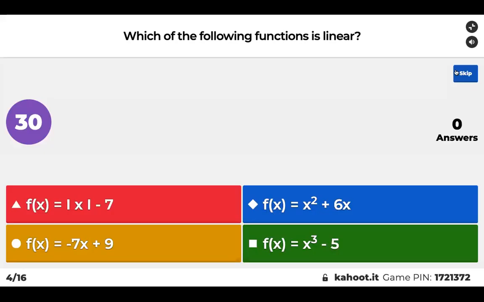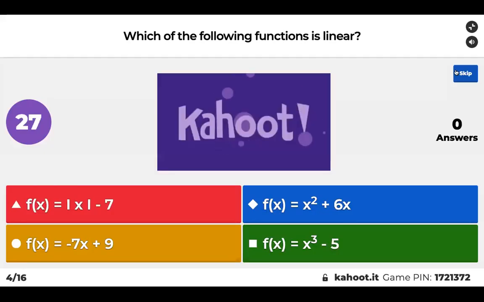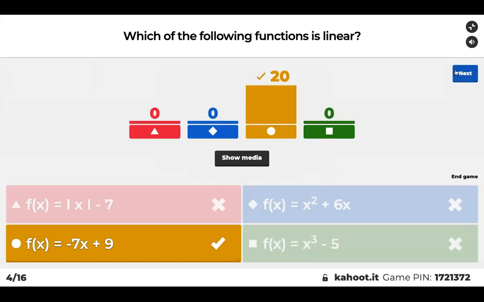All right, linear. Think about, what does it mean for it to be a linear function? What form would it look like? What's the form of a line? Good. Yay, everybody got that one. We're all good with linear functions.